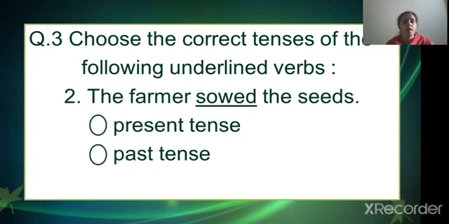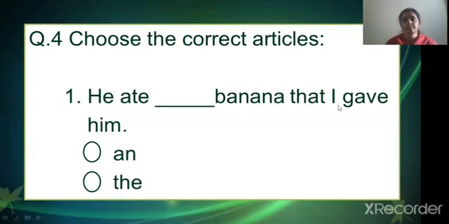Yes. The farmer sowed the seeds. Now tell me whether this is in present tense or in past tense. We are talking about some action that has already taken place. Right? He has sowed the seeds. So this is past tense. So sowed here is past tense. So let's click on it and select the answer. Clear? So let's go to the next one.